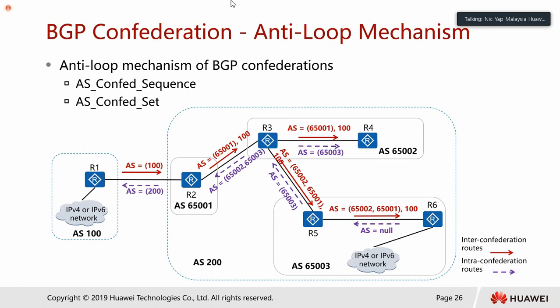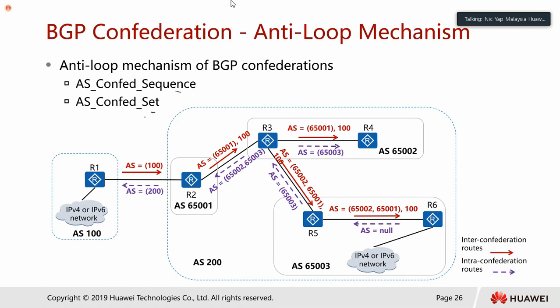So the next one is on how the BGP confederation prevents looping. The loop prevention will be very similar to the AS path, because they have a different sub AS. When going from sub AS to sub AS, we need to define how to handle the AS confed sequence and AS confed set.